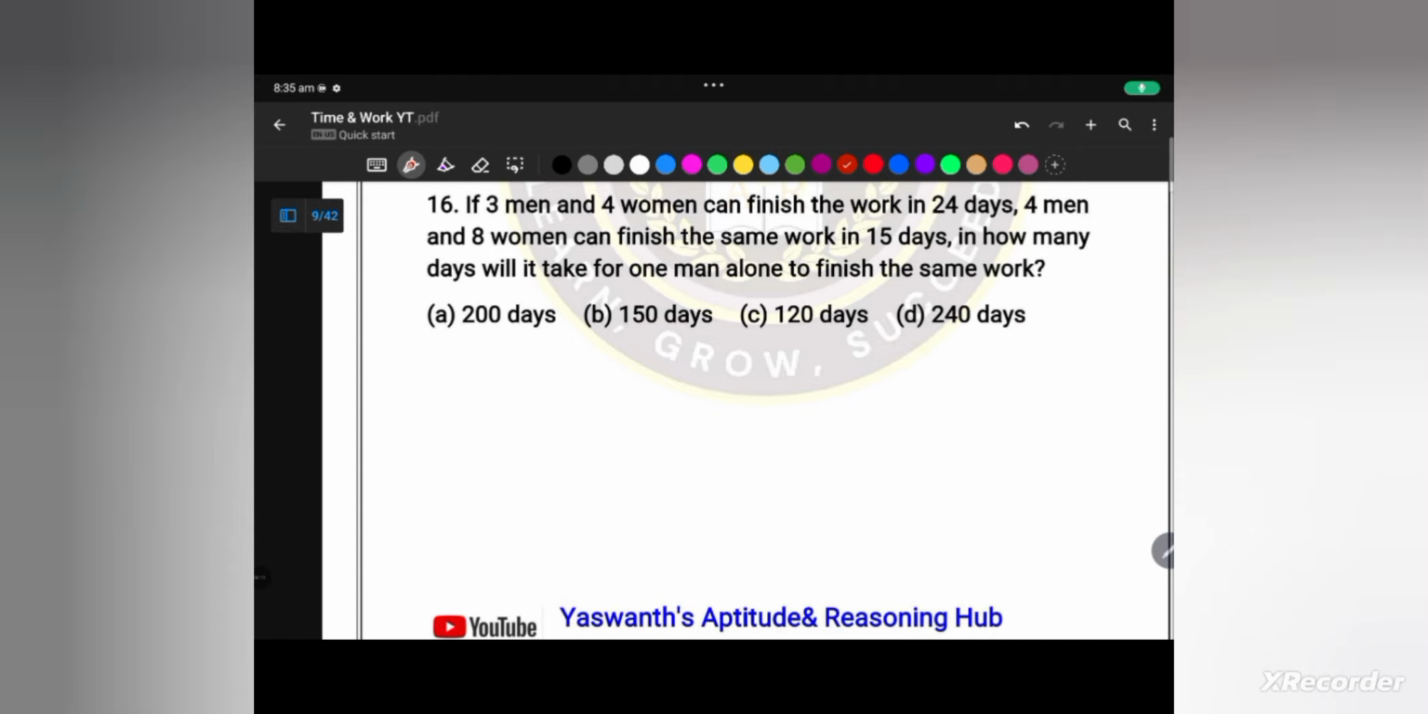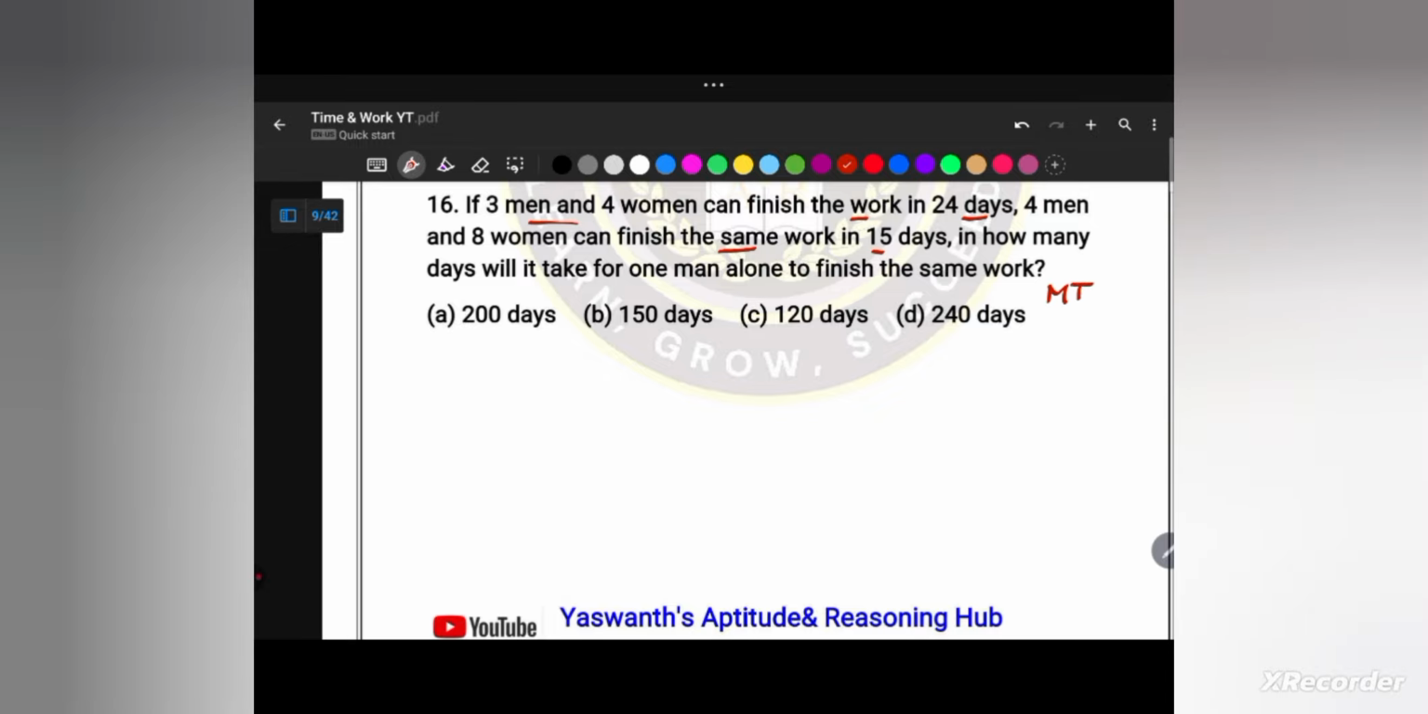Yes, if 3 men and 4 women can finish the work in 24 days. So what are the variables here? The manpower and the days, also the work. And once again, 4 men and 8 women can finish the same work in 15 days. So in the second scenario, we'll be changing the manpower and also the days, but the same work, right? So what are the variables? Here the work is not varying, work is constant. Only the variables are manpower and time.